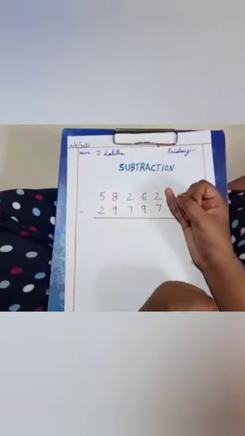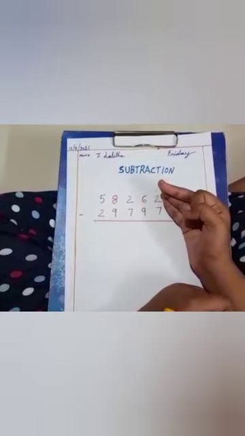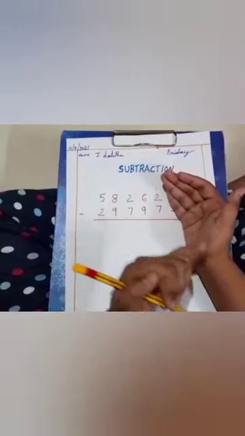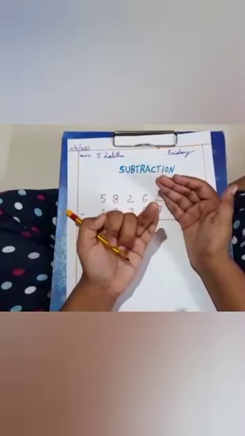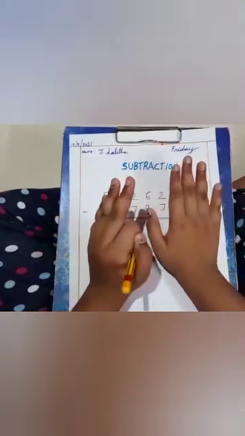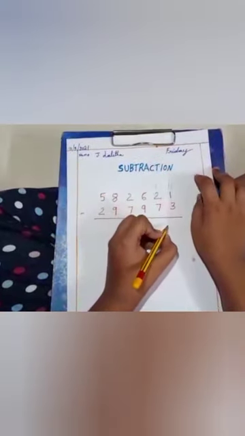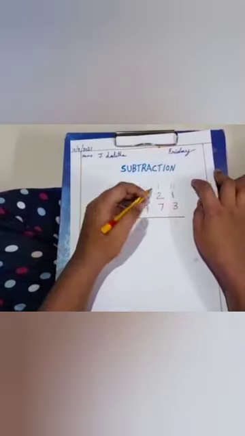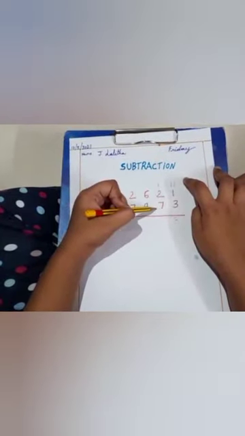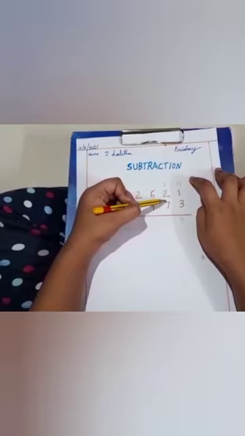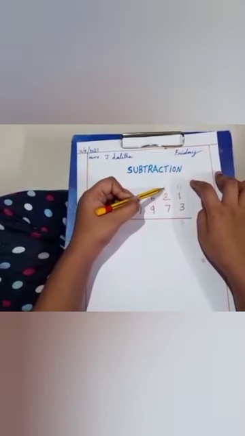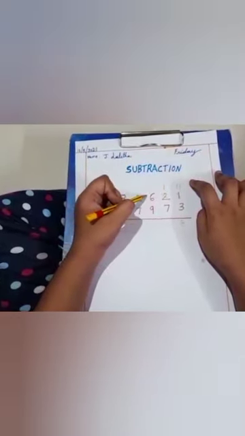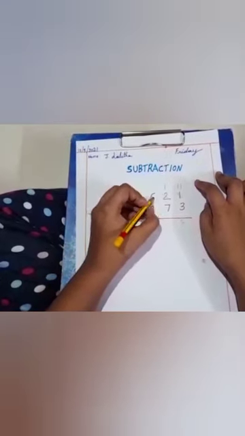After 3, 4, 5, 6, 7, 8, 9, 10, 11. The answer is 8. We have to write 8. We cannot minus 7 from 1. That's why we take borrow again.